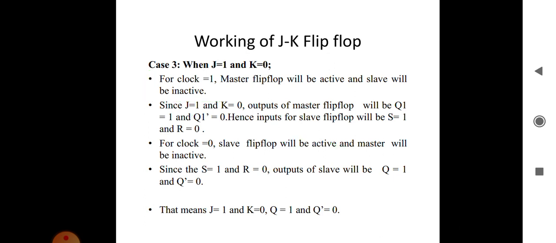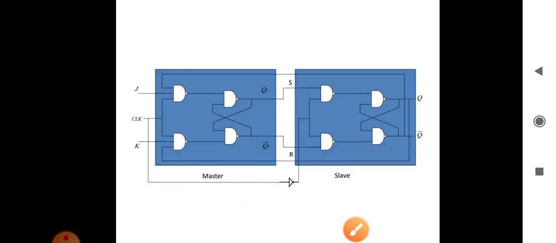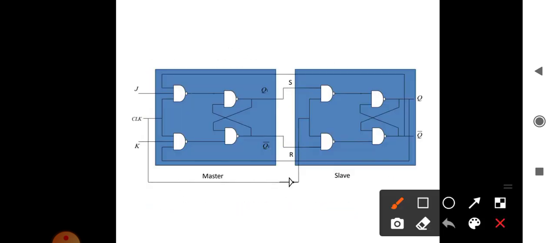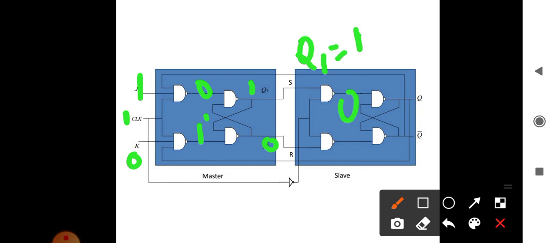See, if you give 1 here and 0 here, the clock is 1 here, so 1 into 1 is 1, 1 complement is 0. Then 0 into 1 is 0, 0 complement here is 1, so it becomes 1, so 1 into 1 is 1, 1 complement is 0. So Q1 will be 1 and Q1 complement will be 0.